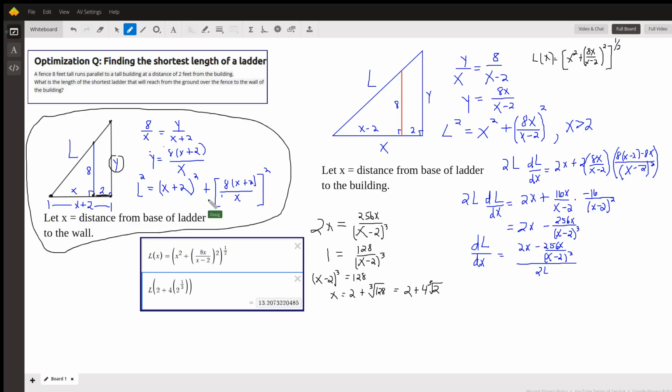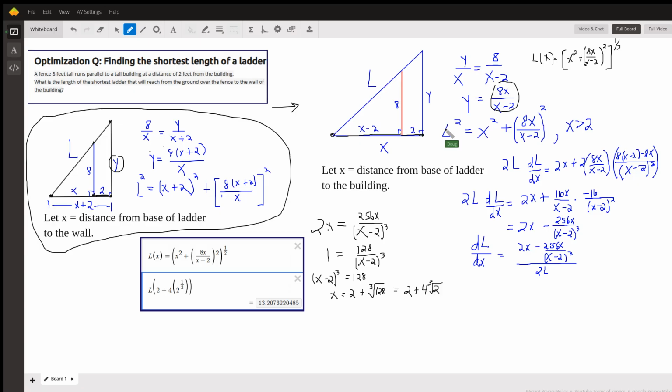But it turns out it's quite a bit easier if we set it up this way. Let x equal the distance from the base of the ladder here all the way to the building. Since this distance is 2, this distance is x minus 2. The wall is still 8 feet high. But now when we set up the proportion from the similar right triangles, y is to x as 8 is to x minus 2. Solve for y. There's an expression for y right there.